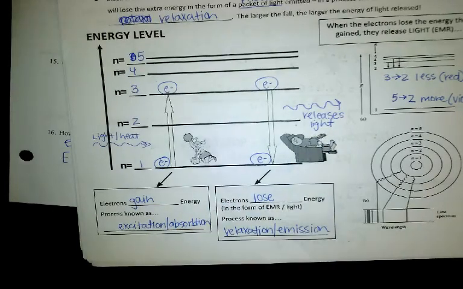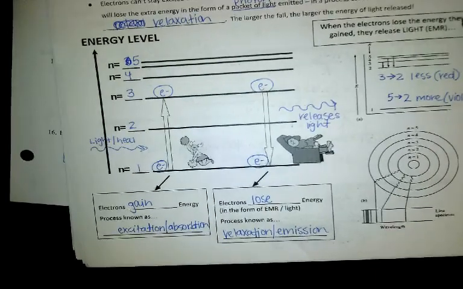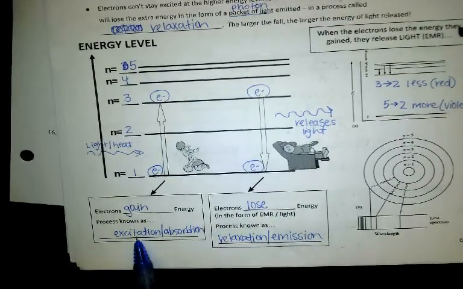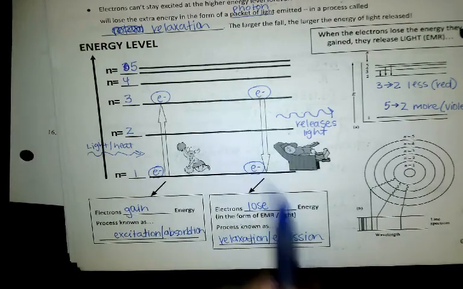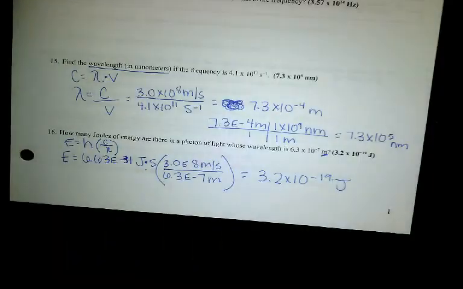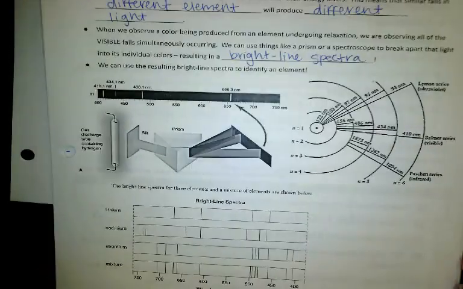During our flame lab, we saw that the different flames were different colors. When electrons gain energy, this is called excitation or absorption. And when they lose energy, this is called relaxation or emission. So this is how Niels Bohr found out that the atom was separated into energy levels.